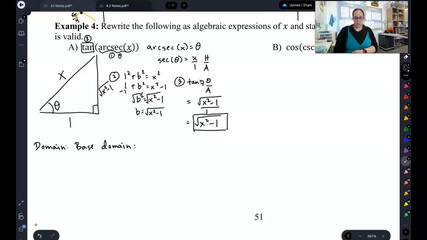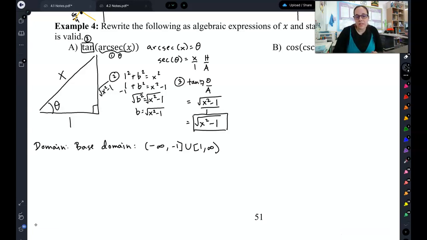Start with the base domain of the inside. So my inside here is arc secant. You can reference your domain table that we made at the start of this lesson. The domain of arc secant is going to be negative infinity to negative 1, 1 to infinity.